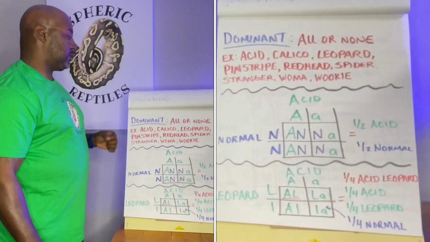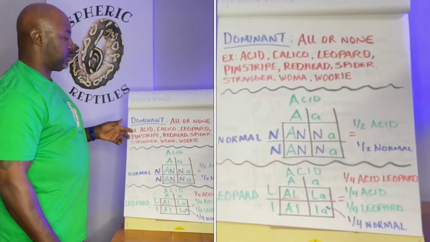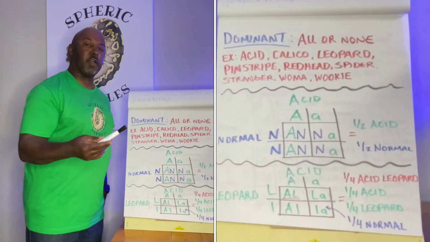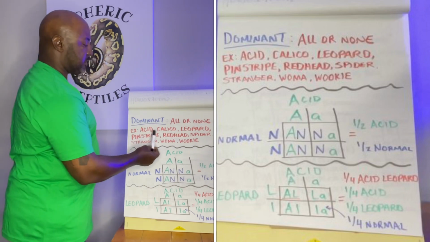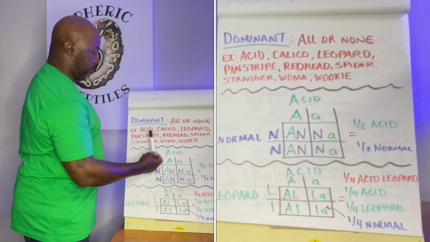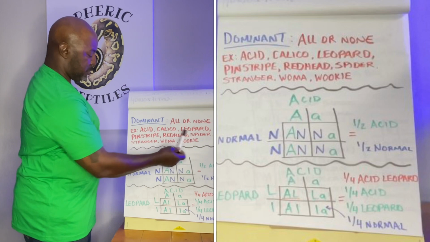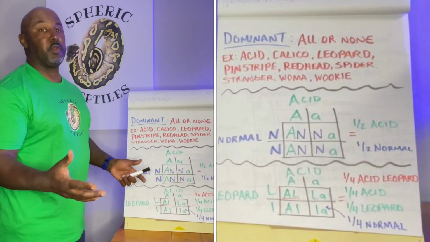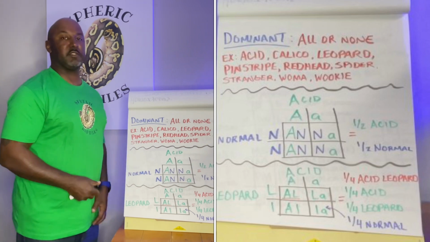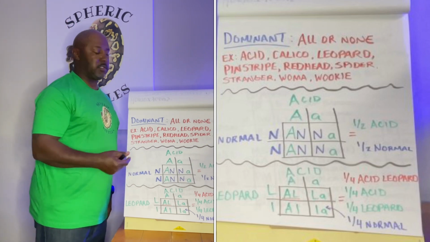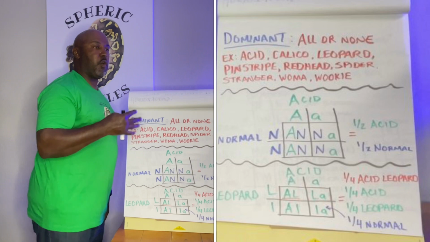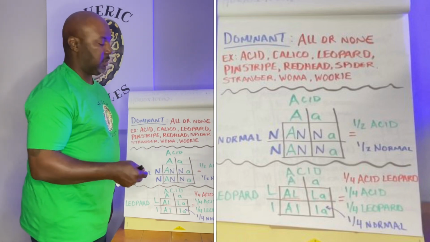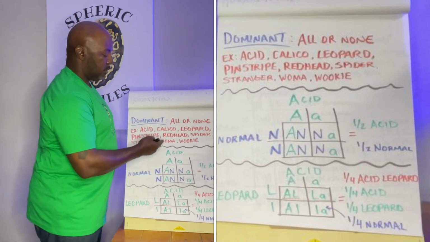So we've got dominant genes, which are all or none. The examples I have here, and we're talking about incomplete dominant, are acid, calico or sugar, leopard, pinstripe, redhead, spider, stranger, woma, and Wookiee. Those are the examples that I'm just putting out. There are a lot of others, guys. If you look at the combinations of ball pythons, they're almost endless. But if you look at the overall backbone of the look, most of those genes will be dominant.